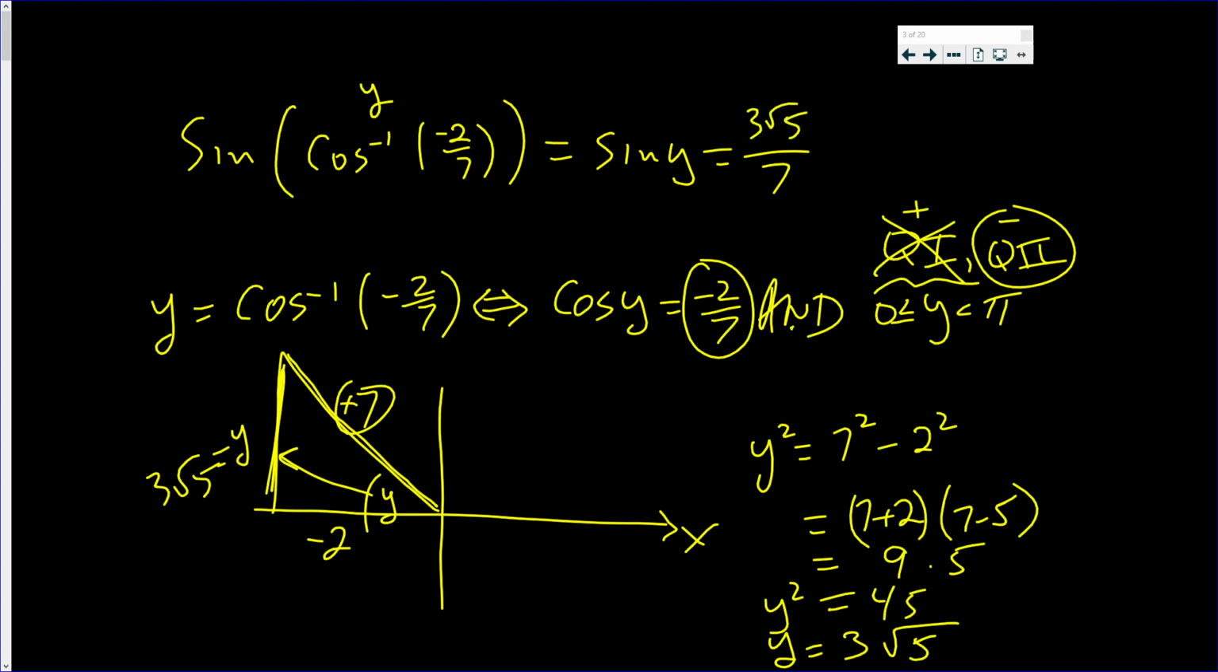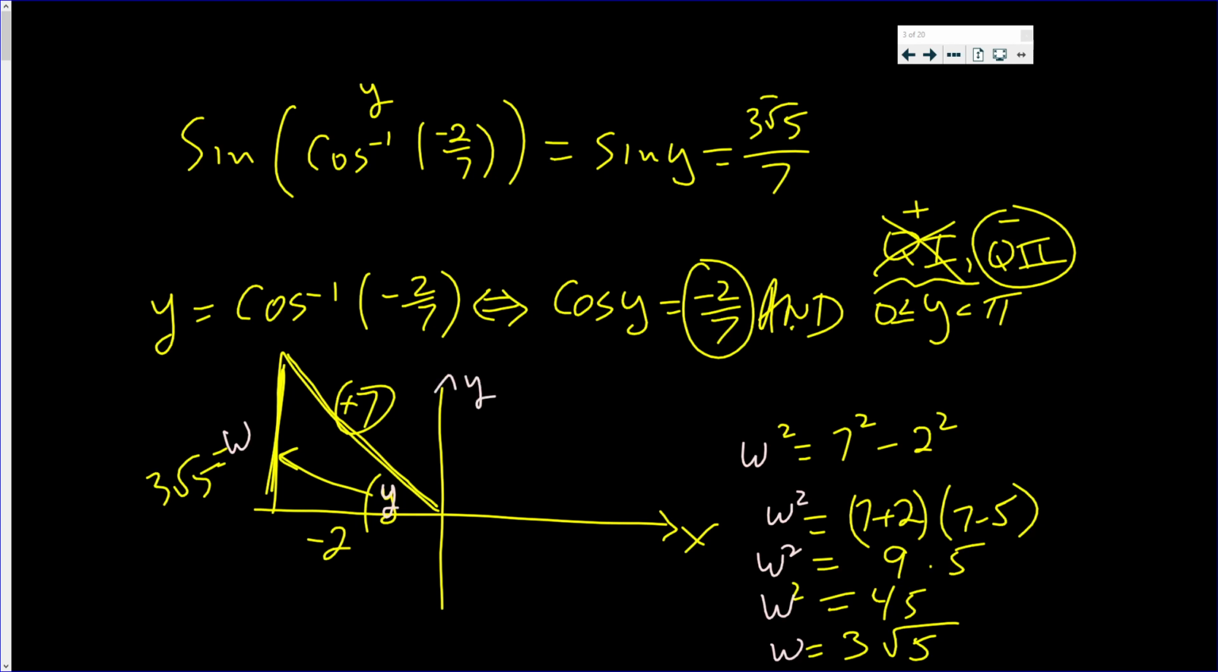I apologize for calling it y. Why do I not like y? Because I already have something called y. Let's call it w. So w squared is 45. w is 3 square root of 5. And there's the answer to that one.